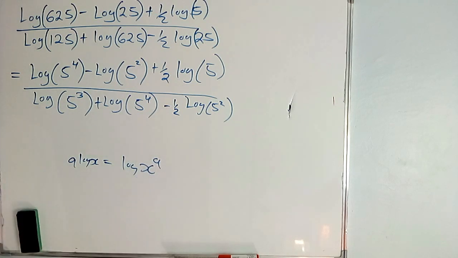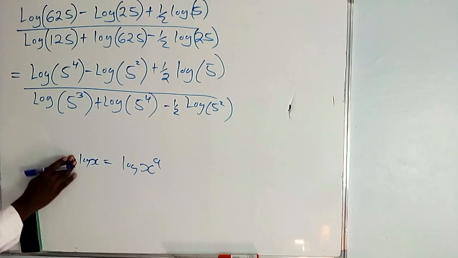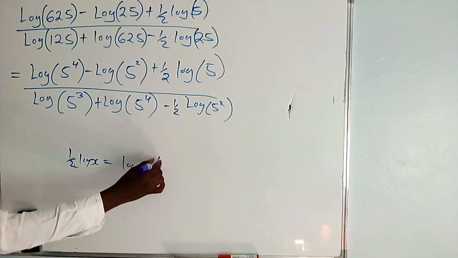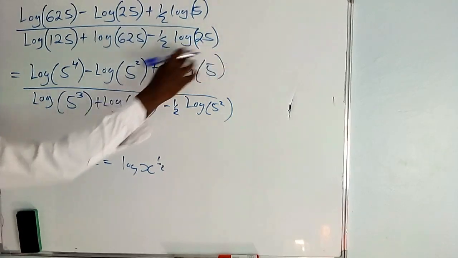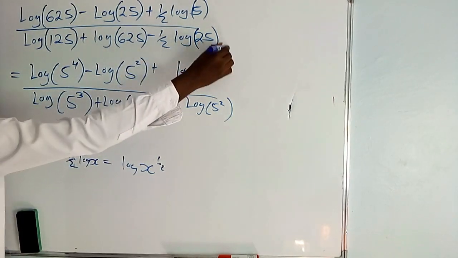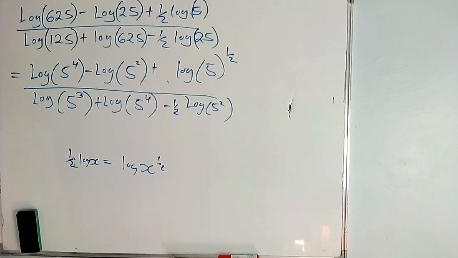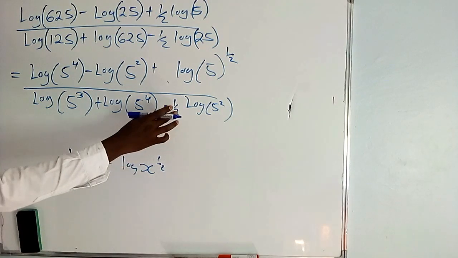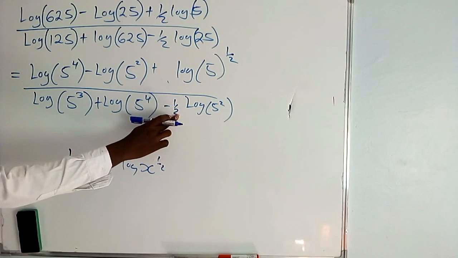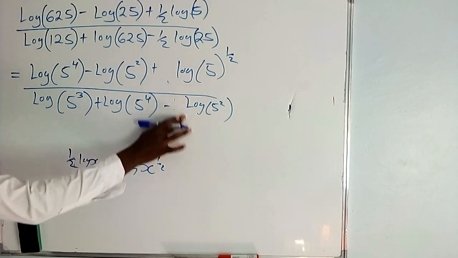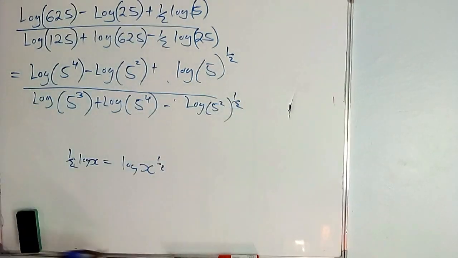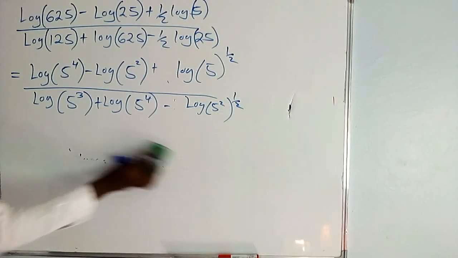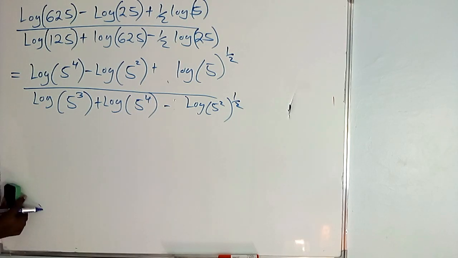So you can see the numerator, we have the last term, a half log 5. So it means this a half becomes the power, isn't it? So it is log 5 raised to power half. Then the next here in the denominator, the last term in the numerator is minus half log 5 squared. So this a half, which is the coefficient, becomes the power. Are you seeing that? Laws of logarithms, isn't it? The coefficient is the power. So you got rid of the coefficient.